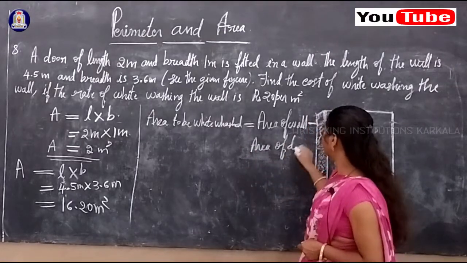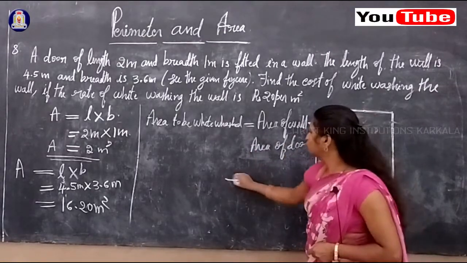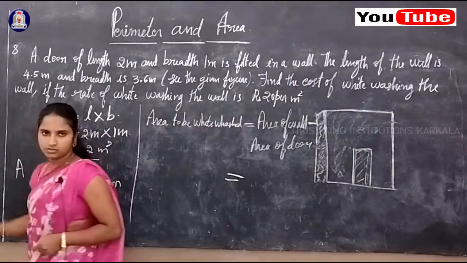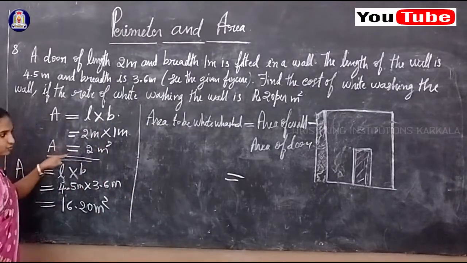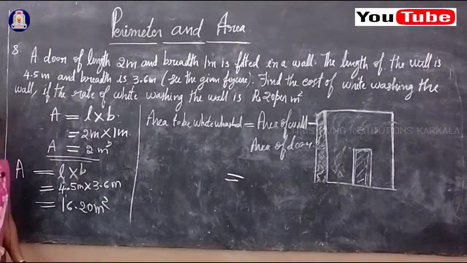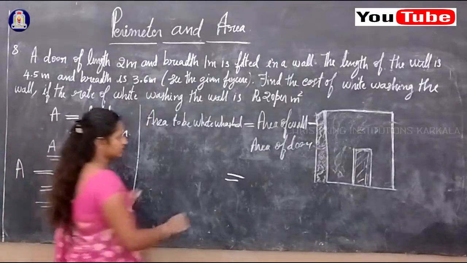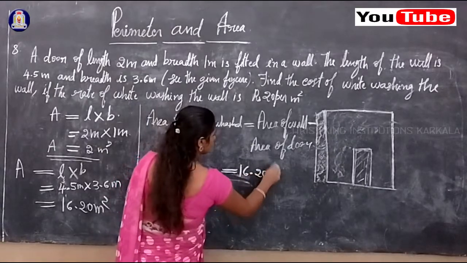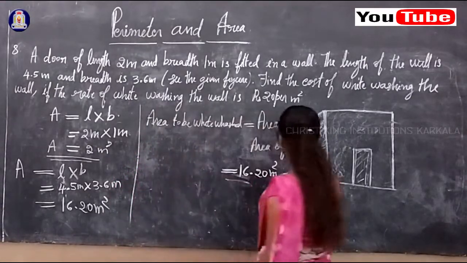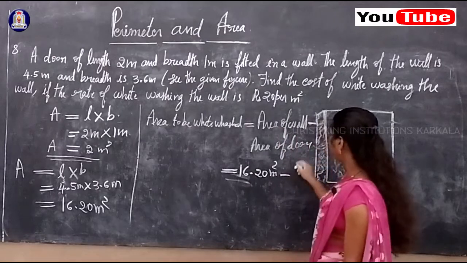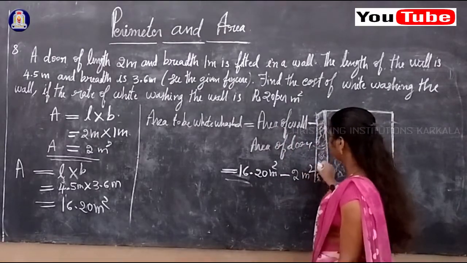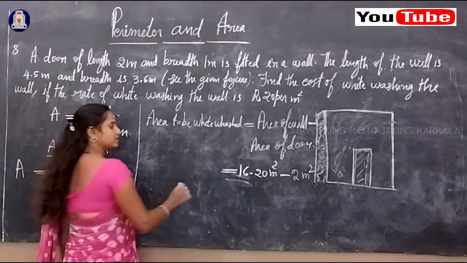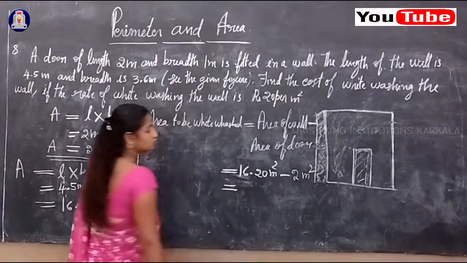Okay, area of the door. So now you know the area of the wall. First we found the area of the door, and second the area of the wall. Area of wall we got 16.20 meters square, minus the area of the door, which is 2 meter square. Clear? So if you subtract, the answer we get is the area to be whitewashed.